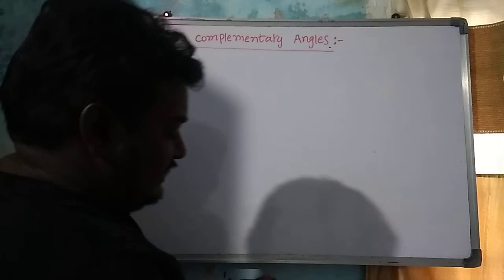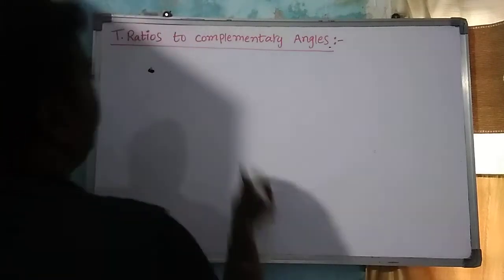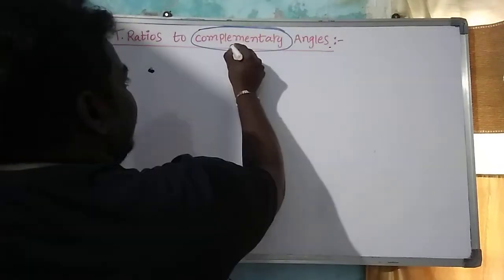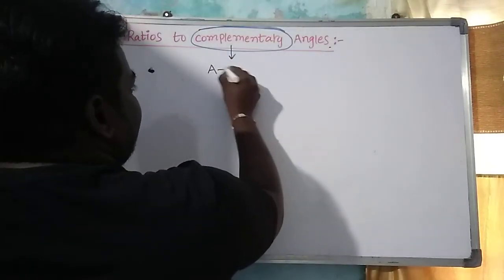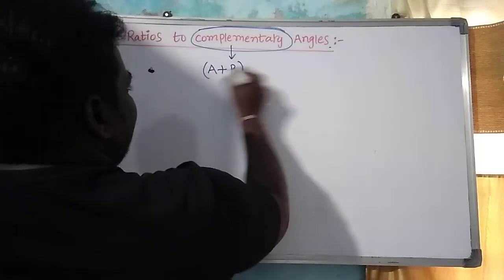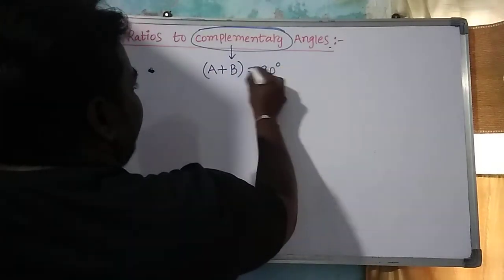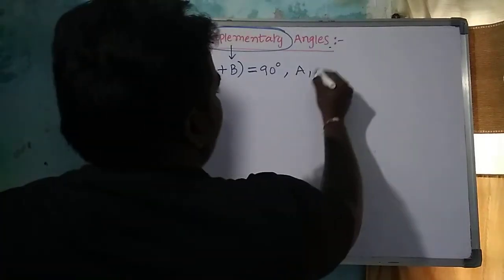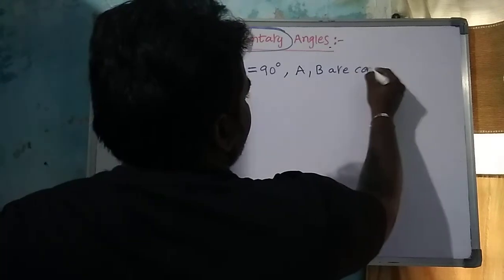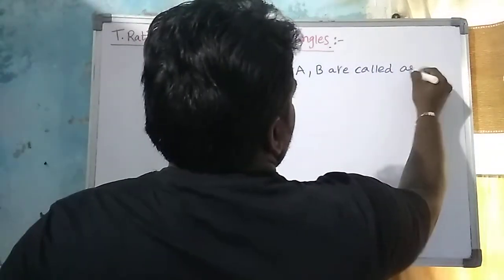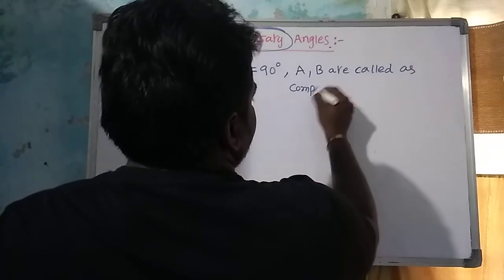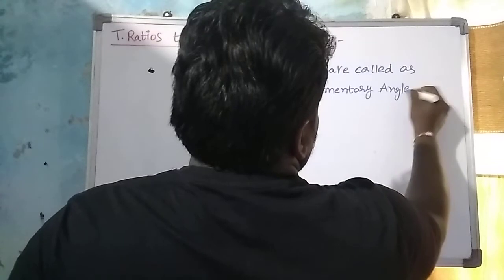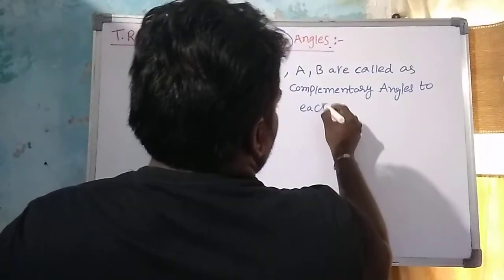First of all, what are complementary angles? Complementary angles are nothing but angles whose sum is 90. If the sum of the angles is 90, then we can call them complementary angles. If a plus b equals 90, a and b are called complementary angles to each other.